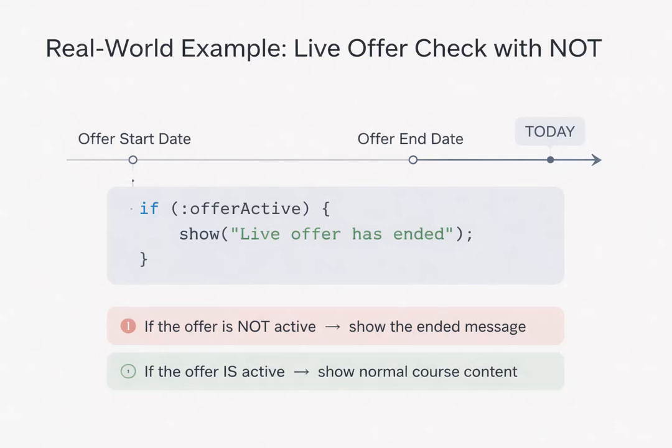The instructor brings up a really interesting real-world example to illustrate the not operator in action. There's a live offer running for a course, and the condition being checked is whether today's date falls outside the offer period. If the offer is no longer active, meaning not active, the system displays a message saying the live offer has ended. This is exactly the not operator at work. The logic says, if this offer is not currently running, show the ended message. Otherwise, show the regular course content. You can see how not makes this kind of conditional logic very natural and readable. Rather than checking if the offer is ended, you check if it is not active. Same result, but often more intuitive to write.